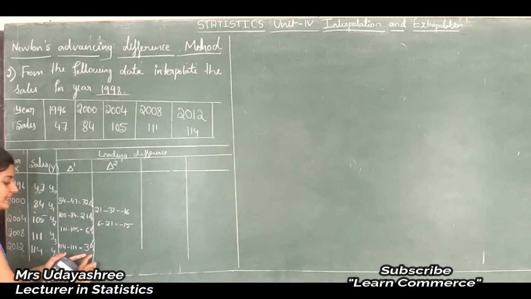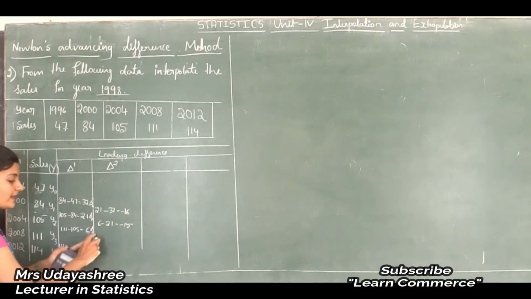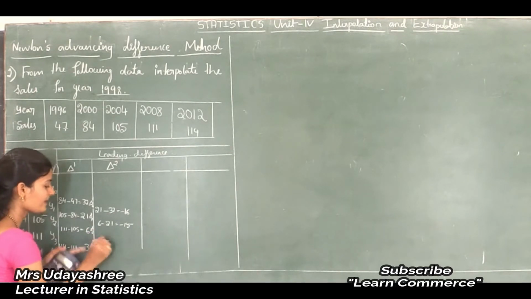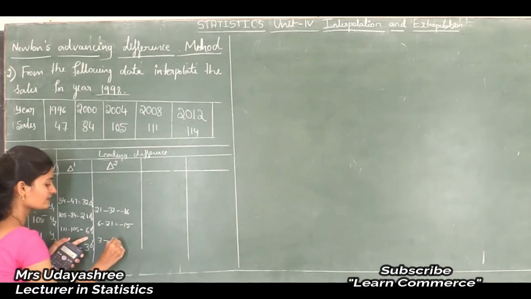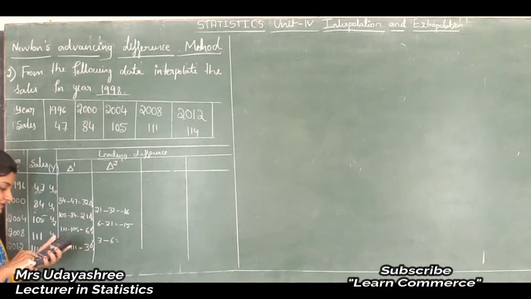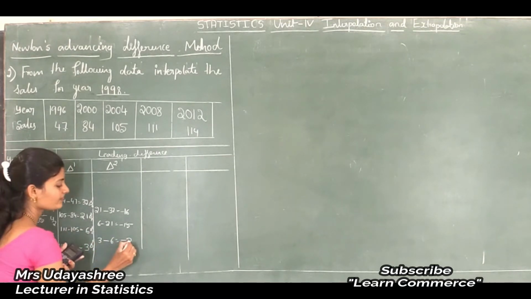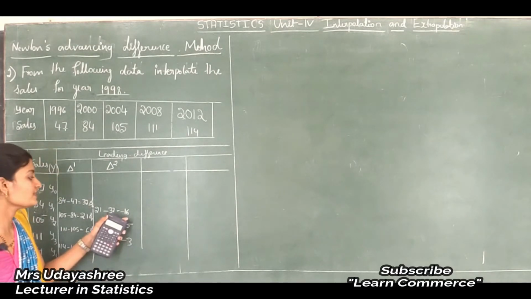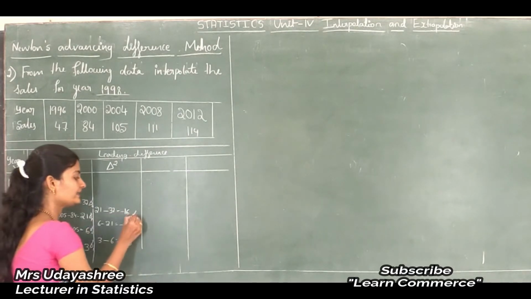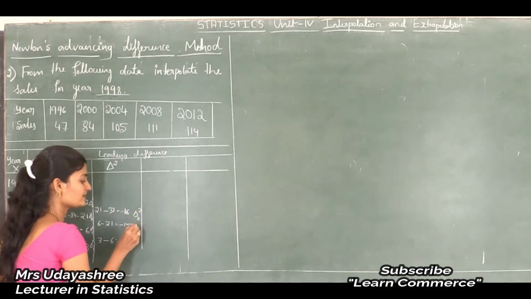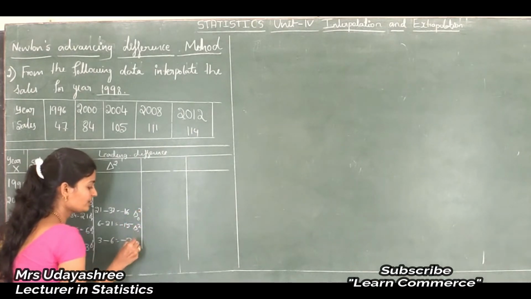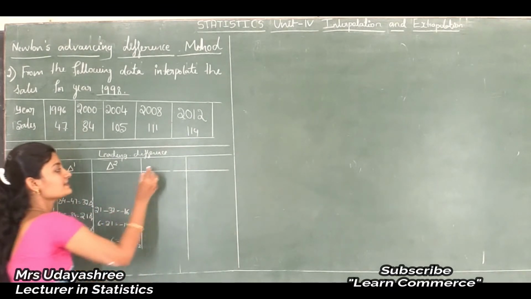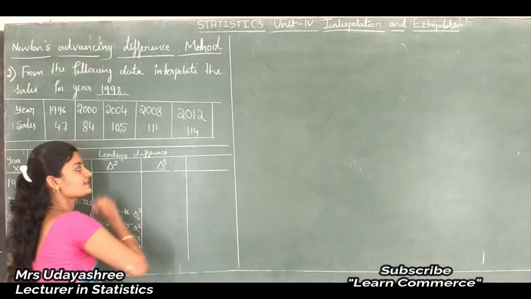Next value is delta 3 1 minus delta 2 1. Here delta 3 1 is 3 minus delta 2 1 which is 6. So 3 minus 6 is minus 3. So these are the second leading difference values. The first value is delta 0 2, the second one is delta 1 2, the third one is delta 2 2.